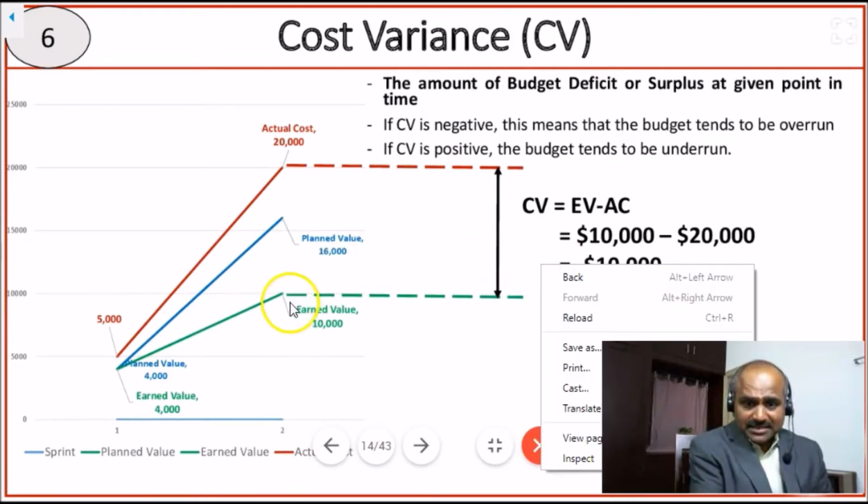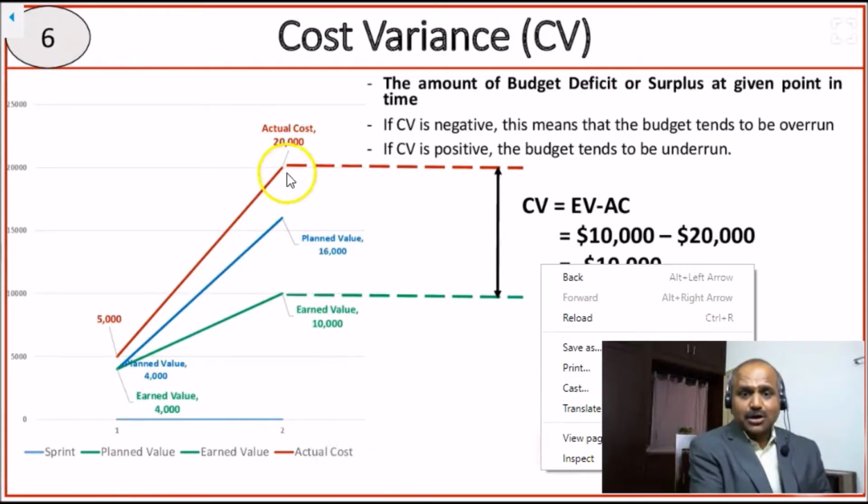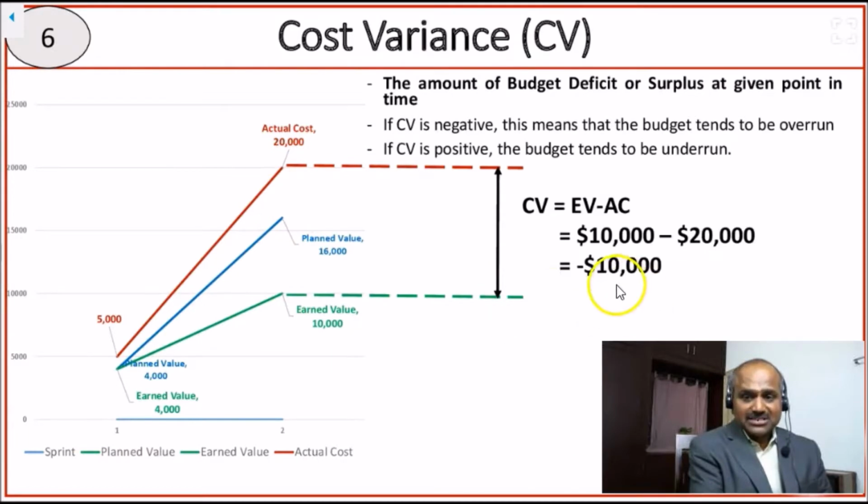See, this is what is earned value. This is what is actual cost. So 10,000 minus 20,000, which is actually minus 10,000. So friends, because cost variance is negative, we are actually having an overrun. So in our example, at the end of sprint 2, we are having an overrun of $10,000.